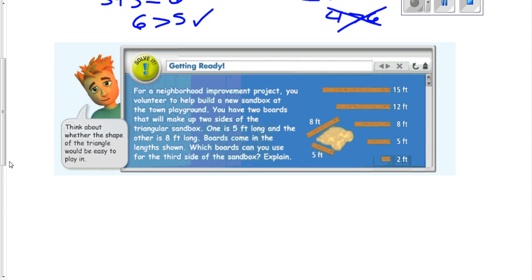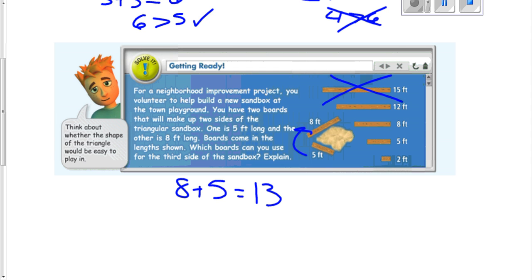Explain. Okay, well, using what we talked about before, the sum of the 2 sides has to be bigger than the third side. So let's go ahead and do 8 plus 5. That is equal to 13. So those 2 together have to be bigger than the third side of the triangle. All right, so I know that 15 cannot work. It is a no-go. All right, 12 could work because it's less.